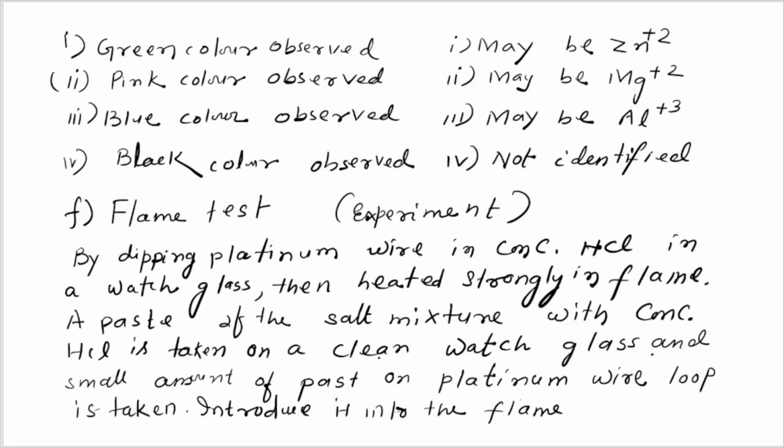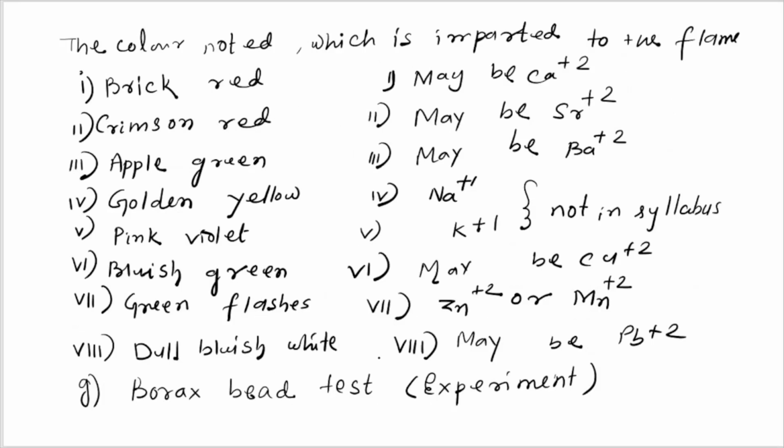Again I want to say, salt is taken on the watch glass and you will clean that platinum wire with the help of concentrated hydrochloric acid and heat strongly. So paste is formed with the concentrated hydrochloric acid, and a small amount of paste is taken on the platinum wire loop, then heated strongly in the flame. Then the color observed in the flame is noted.